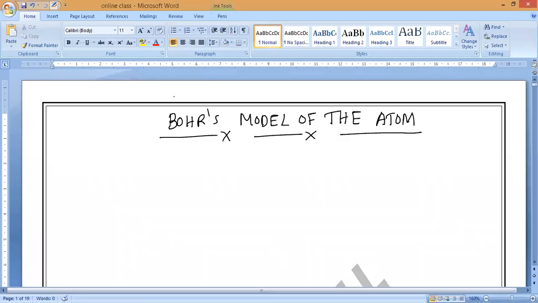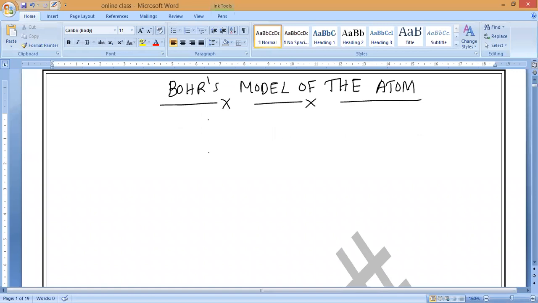If you'll observe very carefully, Bohr's model of the atom. This is the third model of the atom, which is given by Mr. Niels Bohr. Now, what is the first point which has been proposed?